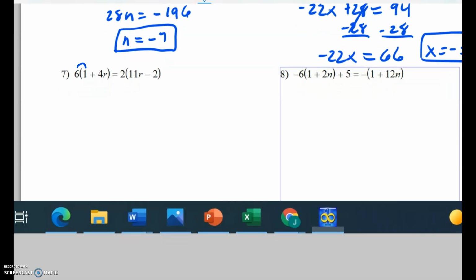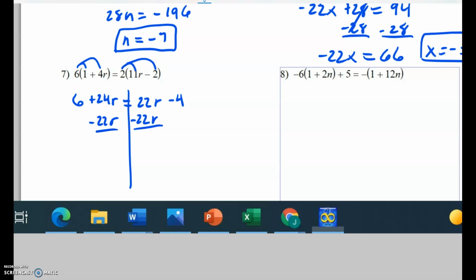We see some parentheses, so we know that we can start by distributing. 6 times 1 is 6. 6 times 4 is 24. 2 times 11 is 22. 2 times negative 2 is negative 4. Now this time I have r's on both sides, so I need to pick a side on where I want my r's to go. I like to move the smaller number, so I'm going to move the 22r by subtracting it. Put it right underneath the other term that includes r's. These eliminate. 24 minus 22 is 2, and I still have my 6 in front of that.